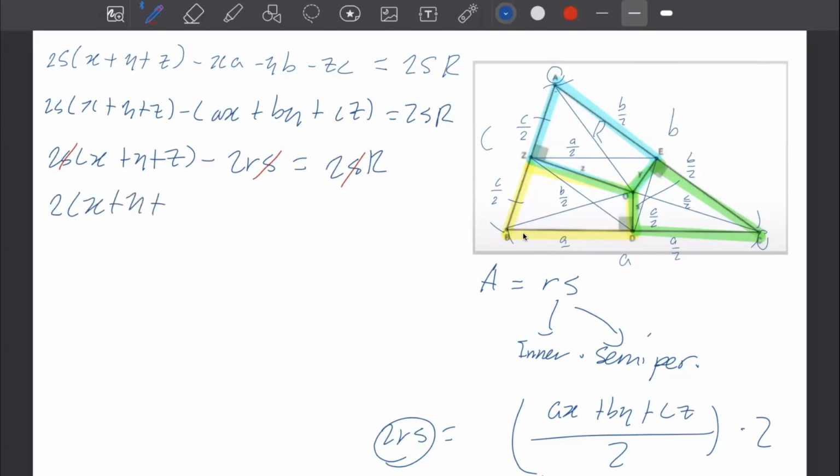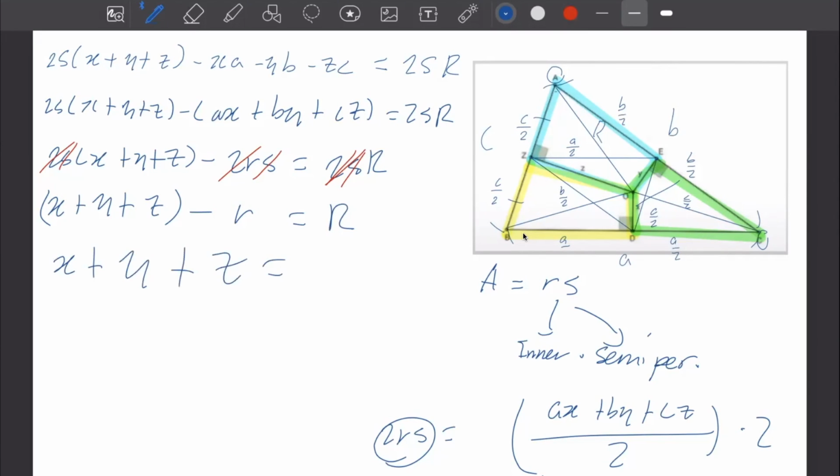2s, so we can get rid of all of these. Then we're going to get x plus y plus z minus 2r equals R. No, R equals r. Then we can finally get to the result that x plus y plus z equals R plus r. This is the outer circle. Outer radius, well, should I say the circumcenter's radius, and then this one would be the inner radius.